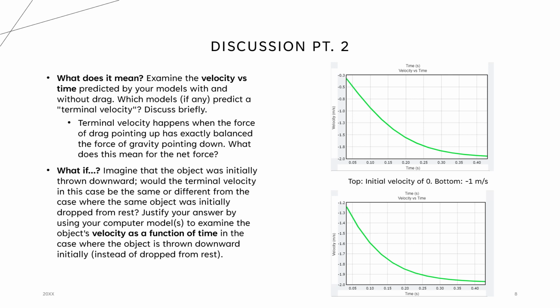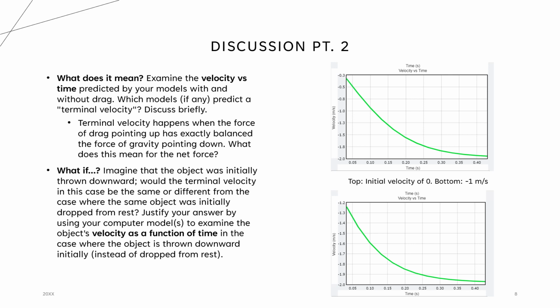Well, if we know that terminal velocity happens when the force of drag has balanced out gravity pointing down, then we can assume that terminal velocity only happens in the model with drag. Terminal velocity did not happen in the model without drag because there's no force pointing upwards opposing the force of gravity.